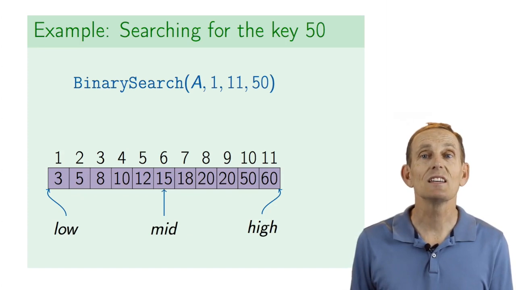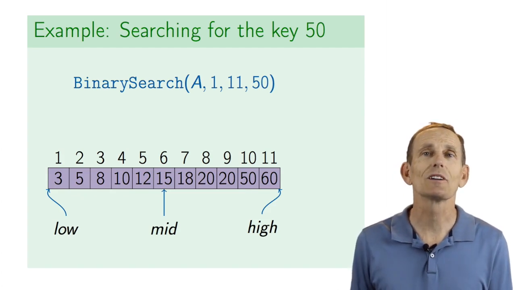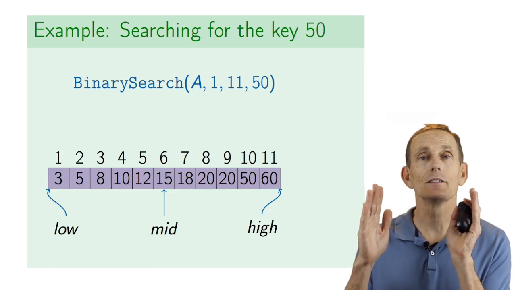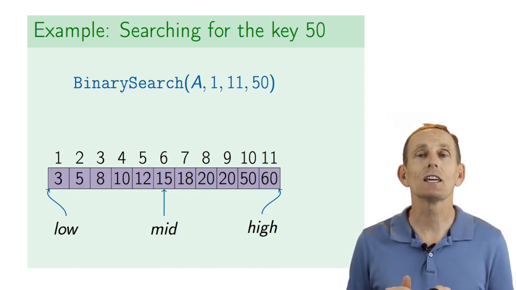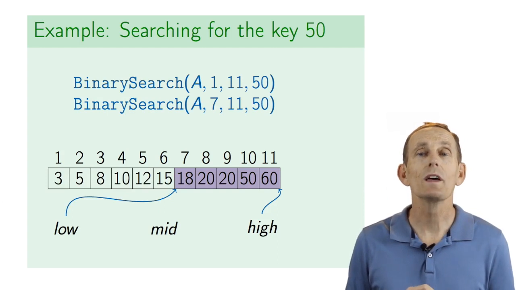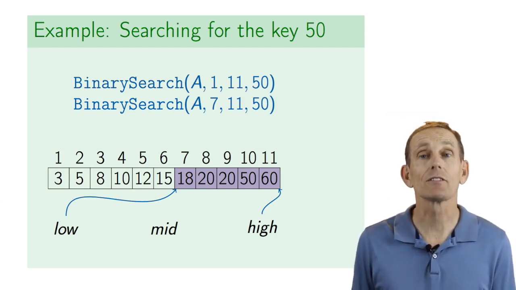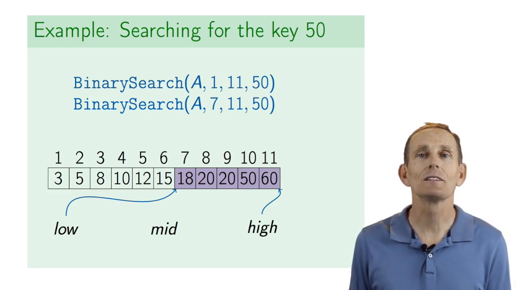And now we check and see, is the midpoint element equal to 50? Well, no, the midpoint element is 15, and the key we're looking for is 50. So we're going to ignore the lower half of the array and call binary search again with the low equal to 7, so one more than the midpoint. Now I've got a smaller version of the problem. We're looking for 50 within the elements 7 to 11.